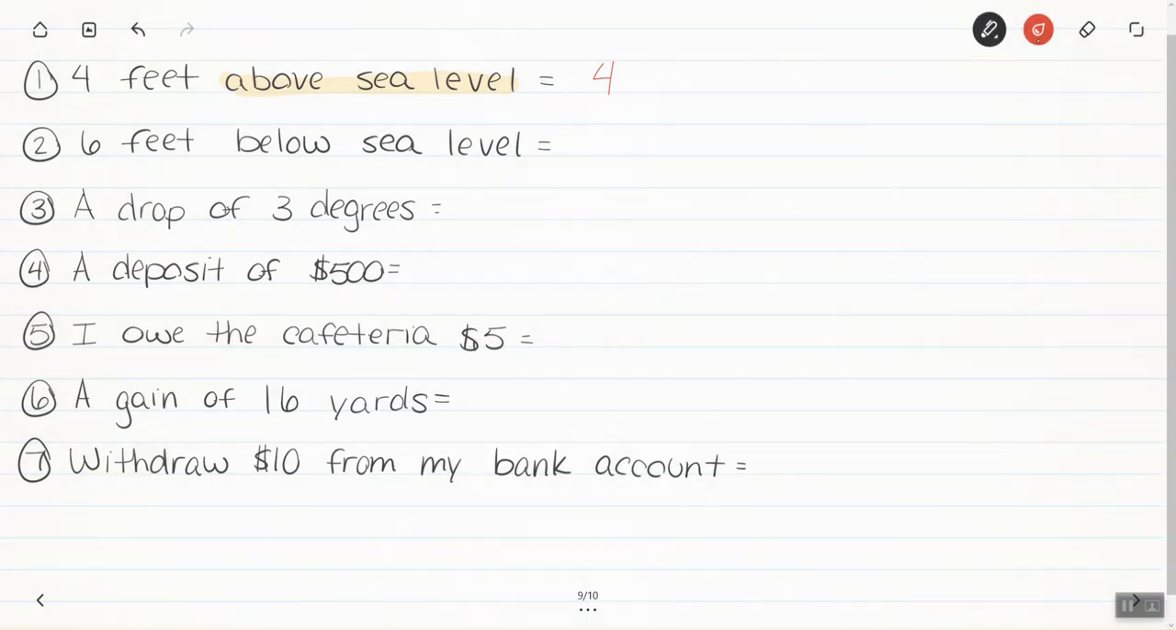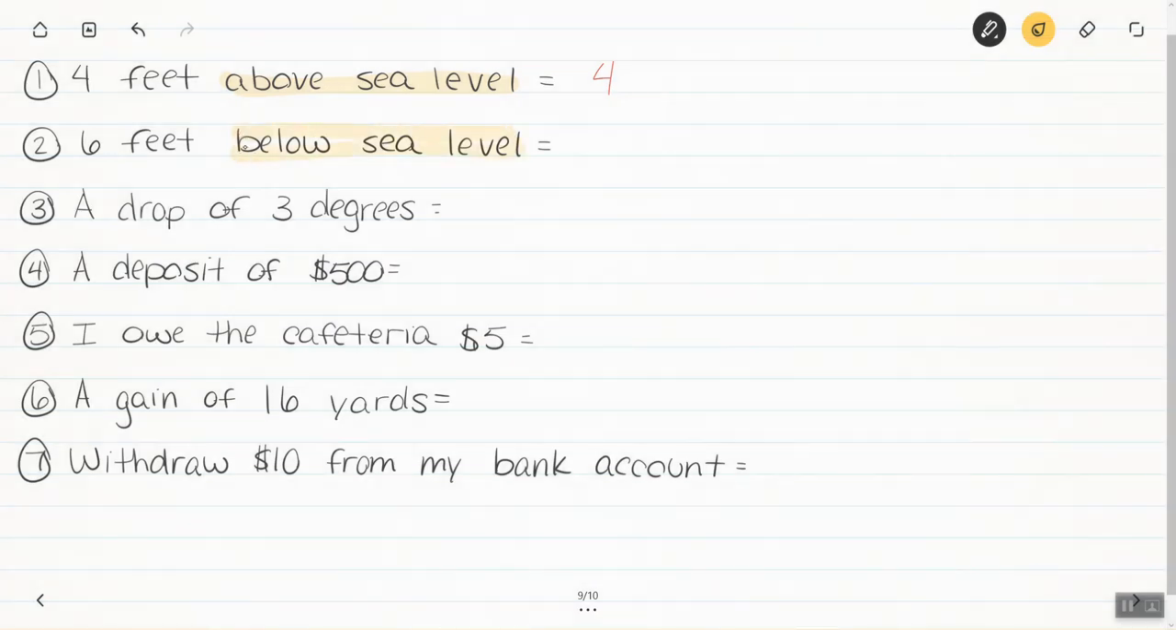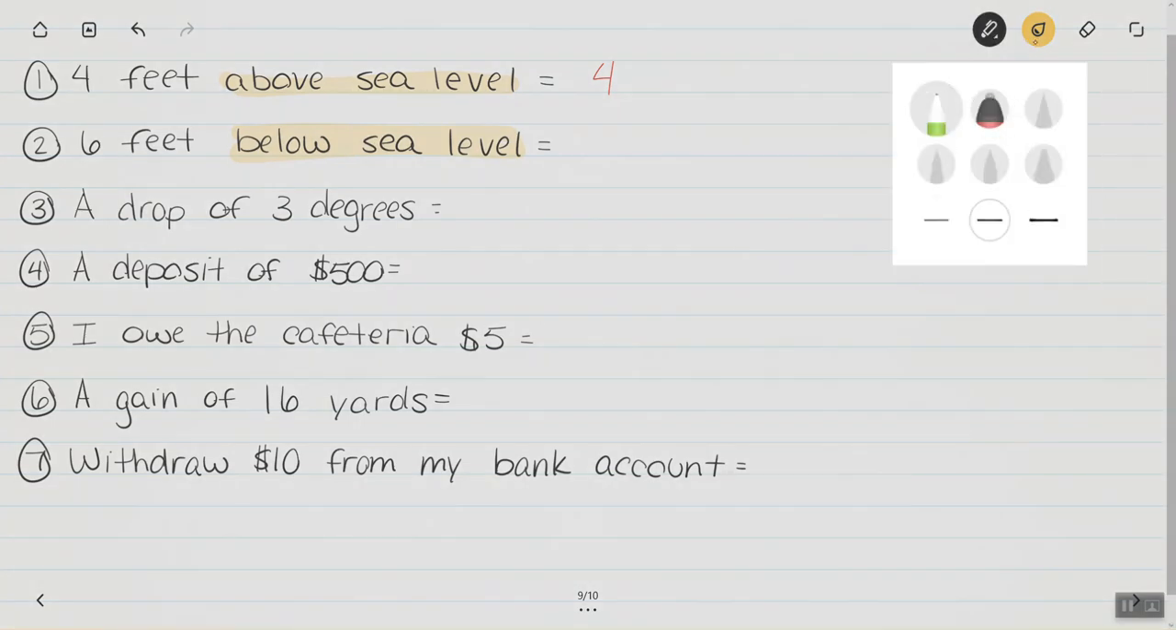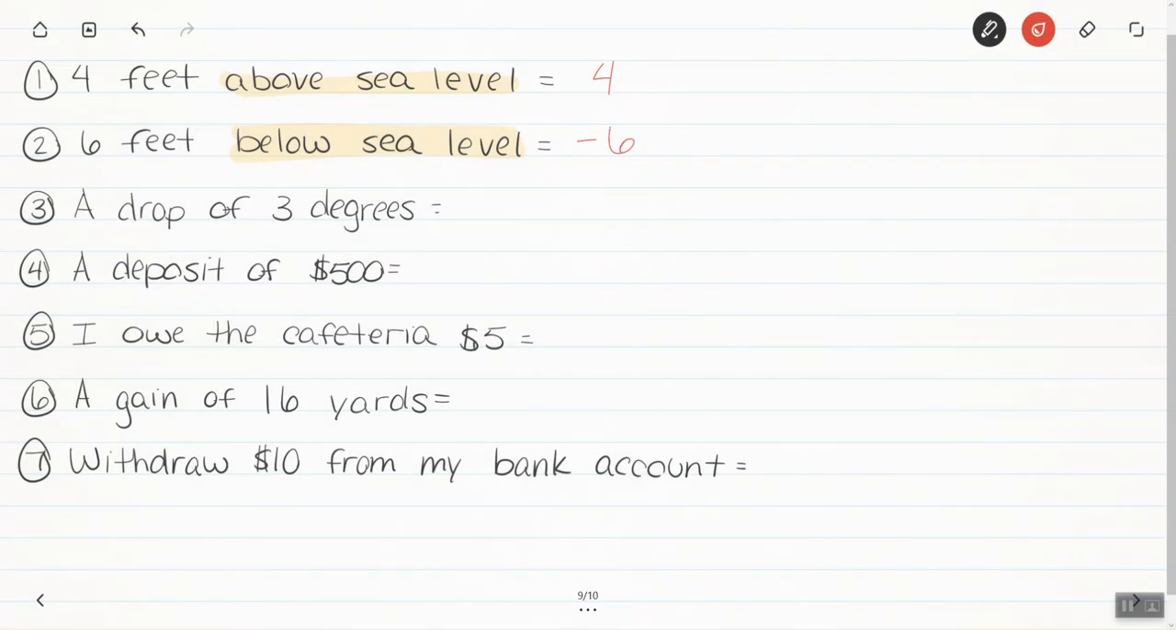For number 2, I have 6 feet below sea level, so my keywords there are below sea level. And sea level, like we talked on the other page, was 0. So if I'm below sea level, that means I am in the negatives. So this would be a -6.